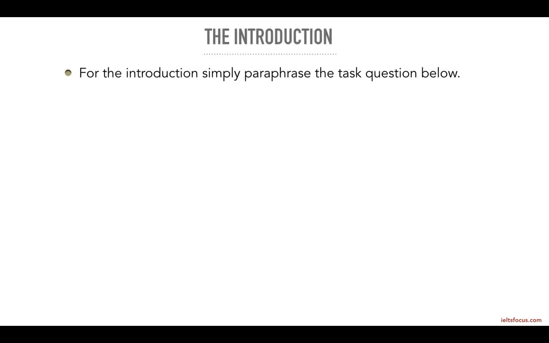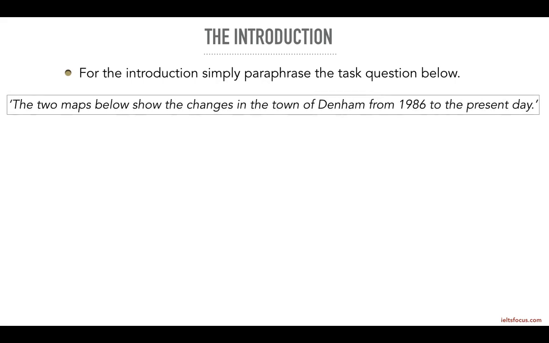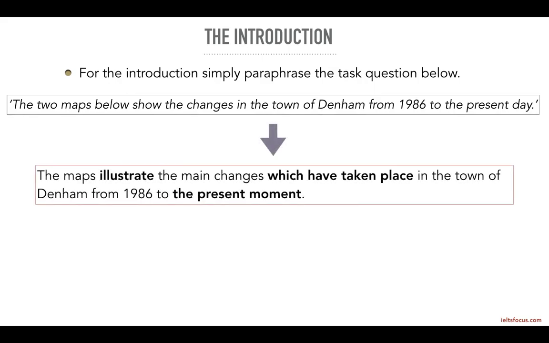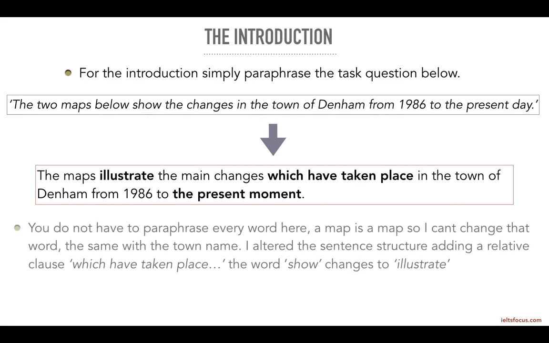Now, first thing we have to do is the introduction. For the introduction, you just basically paraphrase the task question. This was the task question below. The two maps show the changes in the town of Denham from 1986 to the present day. And that just changes into, the maps illustrate the main changes which have taken place in the town of Denham from 1986 to the present moment.